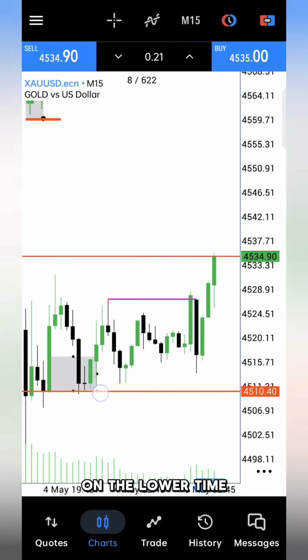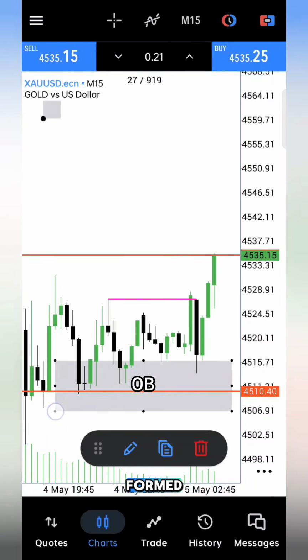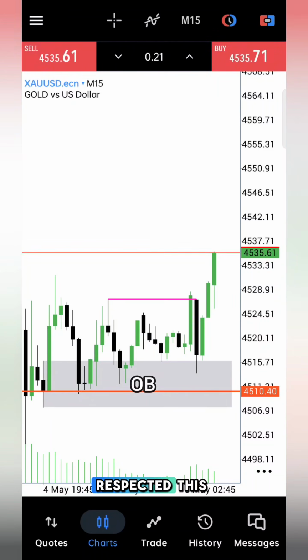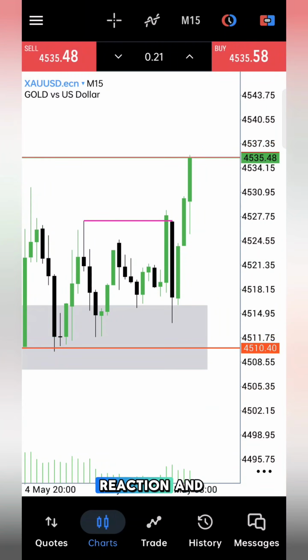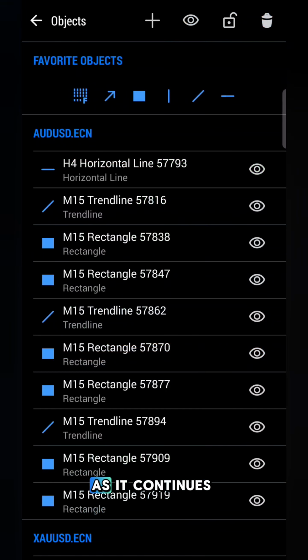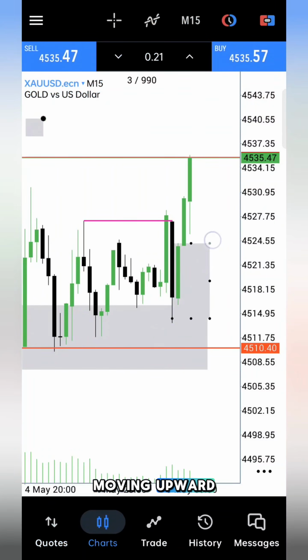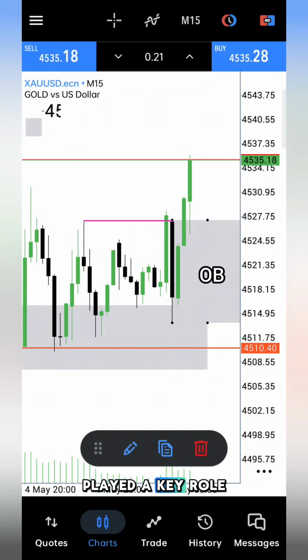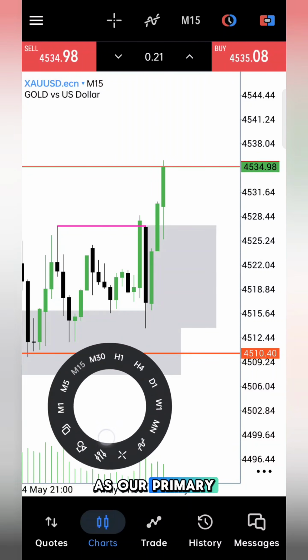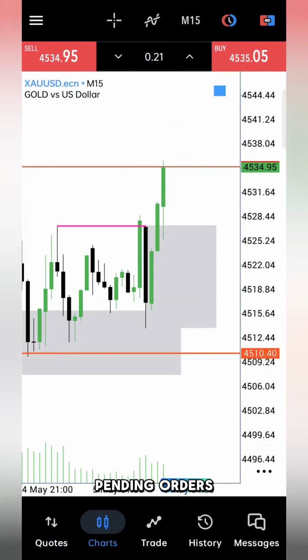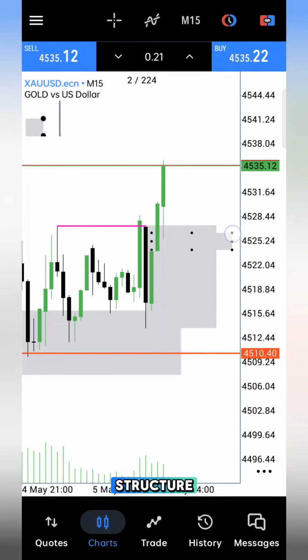On the lower time frame, a valid order block has formed, and price has respected this zone multiple times, showing strong reaction and confirming bullish intent as it continues moving upward. This order block played a key role in the market shift, and it now serves as our primary zone for executing pending orders in alignment with the new structure.